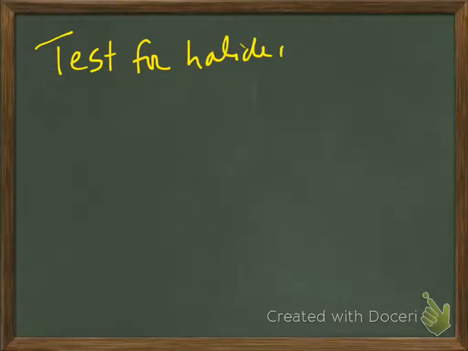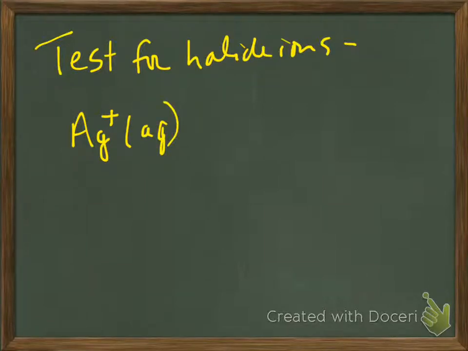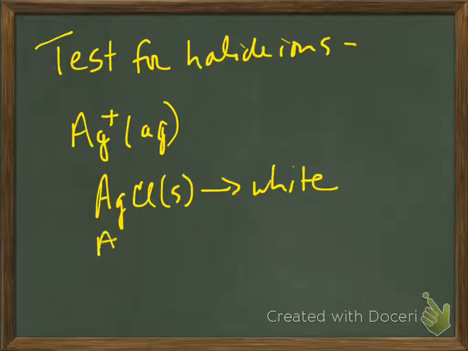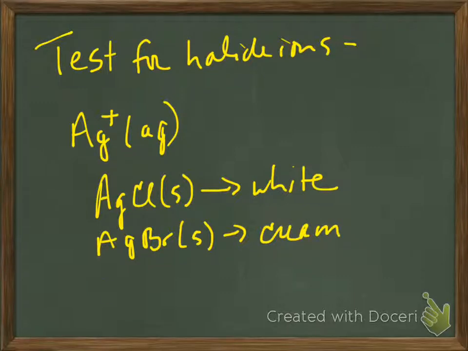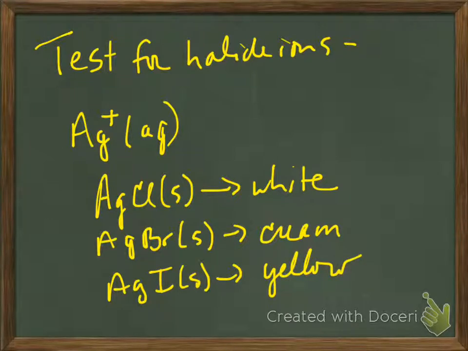There's a test that you can use to test for the presence of halide ions. Basically, you are going to react it with a silver solution, typically silver nitrate. The silver halides are colored, and they are precipitates. Silver chloride is white. Silver bromide is cream. And then silver iodide is yellow. Okay, and you can use that as a test to find them.